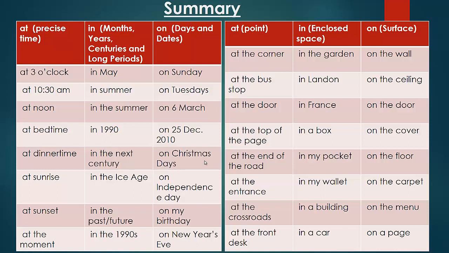Great. So it is a summary of our today's lesson about using at, in and on. The first picture shows how we can use them to show time, and the second picture shows how we can use them to show place. We have studied all these things; it is just a summary. At is used to show a precise time. In is used for months, years, centuries, and long periods. On is used for days and dates. At is used just for a point in a place. In is used for enclosed space. On is used for surface. Though we studied that they have their special uses and some standard expressions.